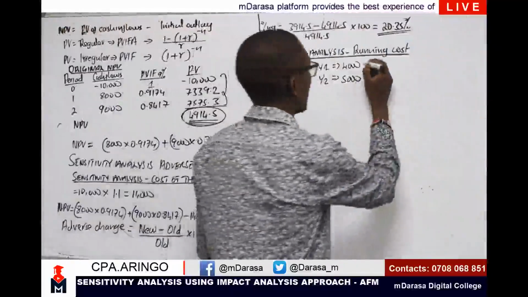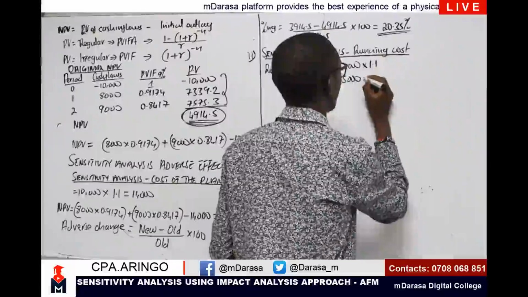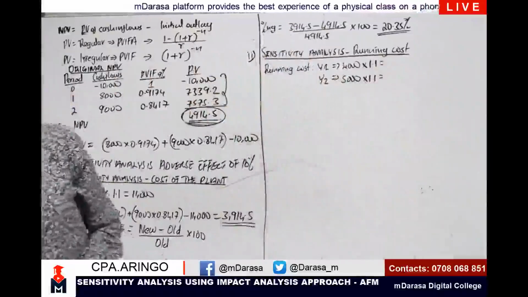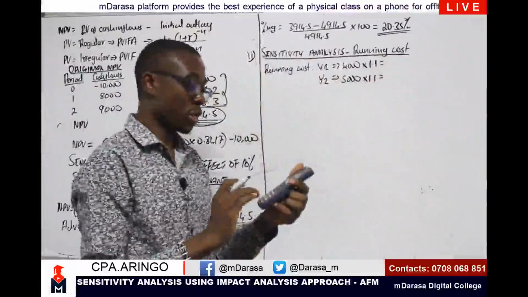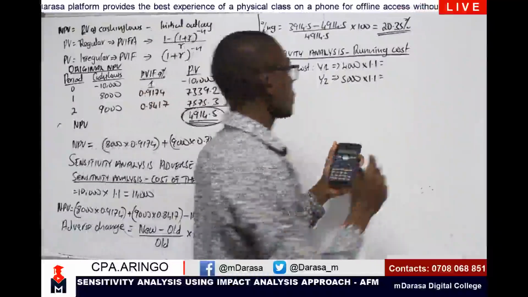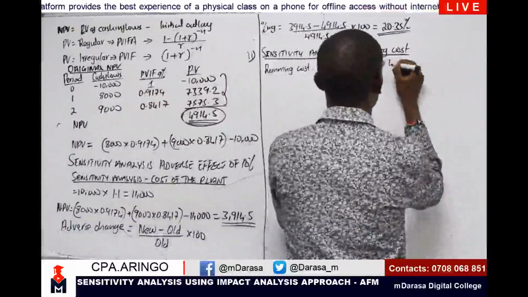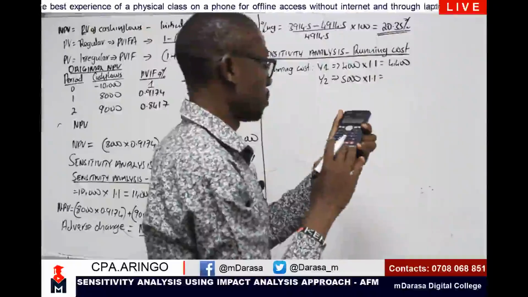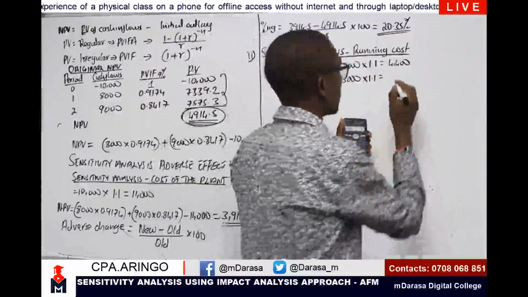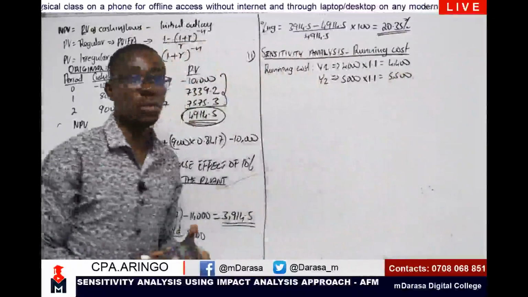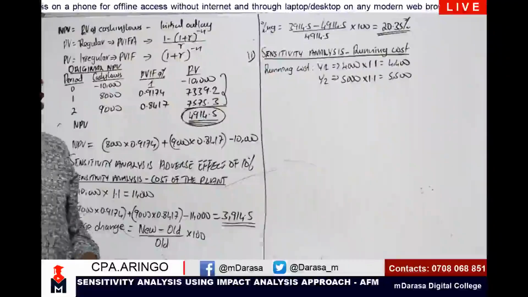So that is to say, I'll be multiplying by 1.1. This should give us, my good students, 4,000 by 1.1 to give us basically 4,400. Year 2, 5,000 by 1.1. This should give us 5,500. That should be our new running cost with this adverse effect.